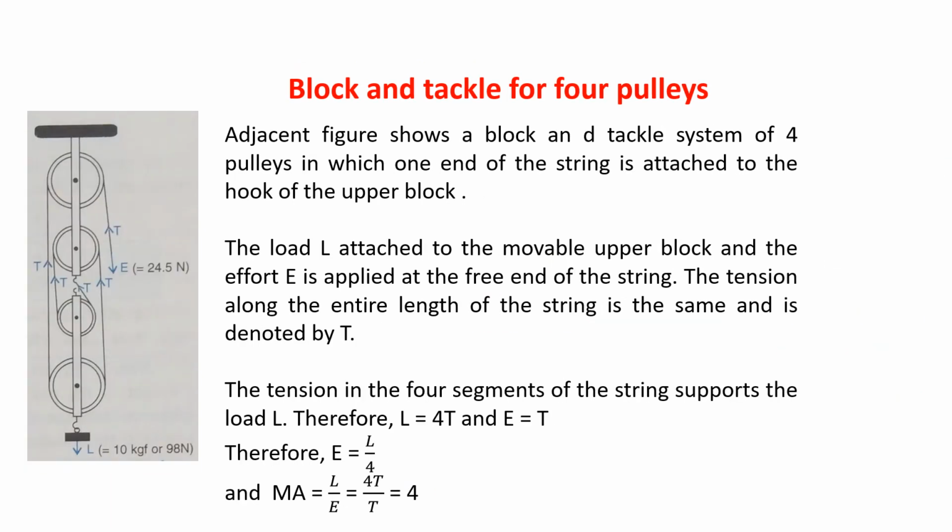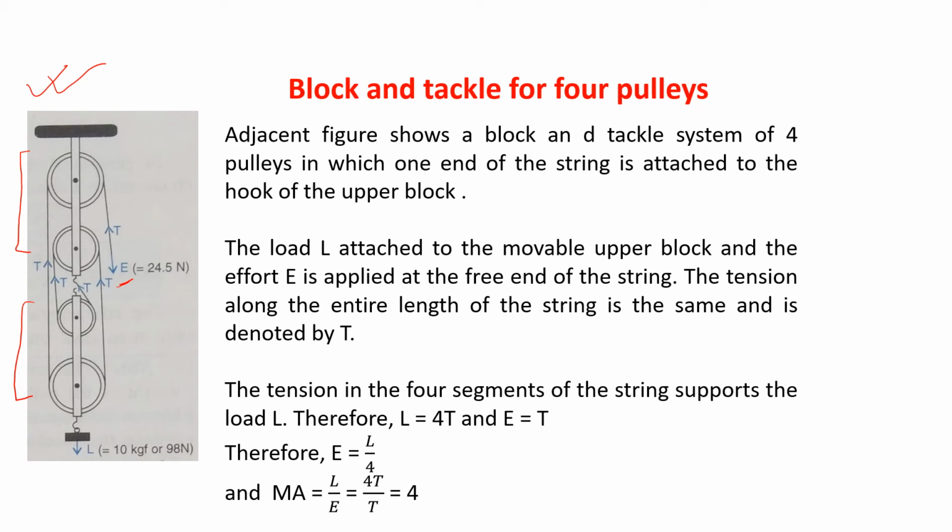Now this is a block and tackle for 4 pulleys. See the figure. In this figure you can see there are 2 blocks. This is the upper block and this is the lower block. Each block is having 2 pulleys. The lower block's 2 pulleys are movable pulleys and the upper block's 2 pulleys are fixed pulleys. There is a single string going around the pulleys. Now it is starting from the upper block because I have to bring the effort in the downward direction.